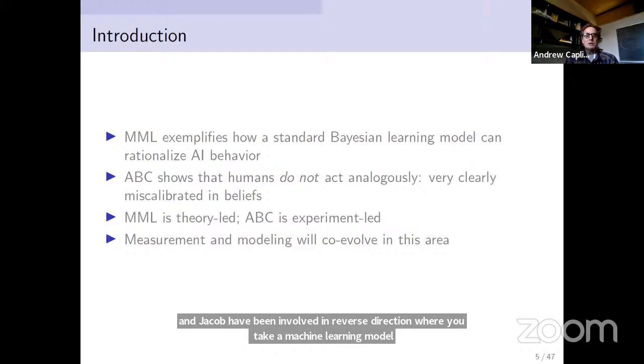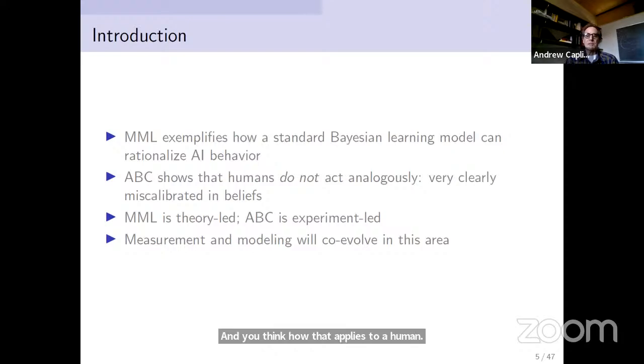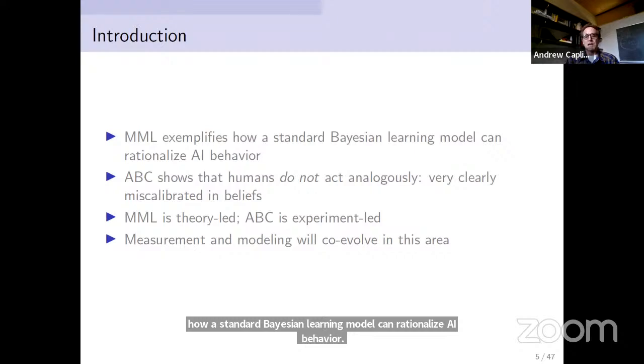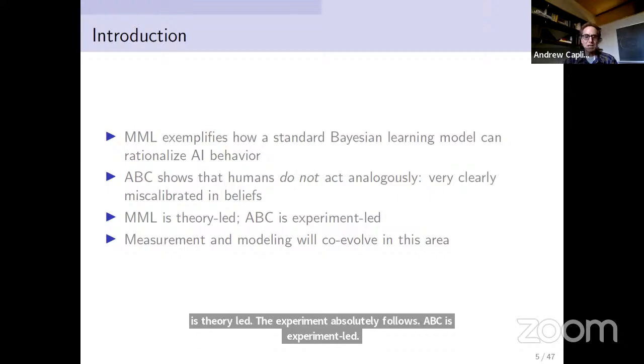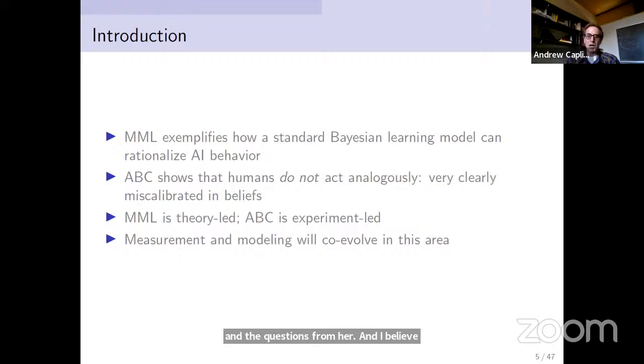The first paper, Modeling Machine Learning, exemplifies how a standard Bayesian learning model can rationalize AI behavior. The second paper, done much more briefly, shows that humans do not act analogously, very clearly miscalibrated in their beliefs. There's also a big difference. Modeling machine learning is theory-led, the experiment absolutely follows. ABC is experiment-led, and the questions follow. And I believe that in this area, measurement and modeling will co-evolve. There will be no clear leader.